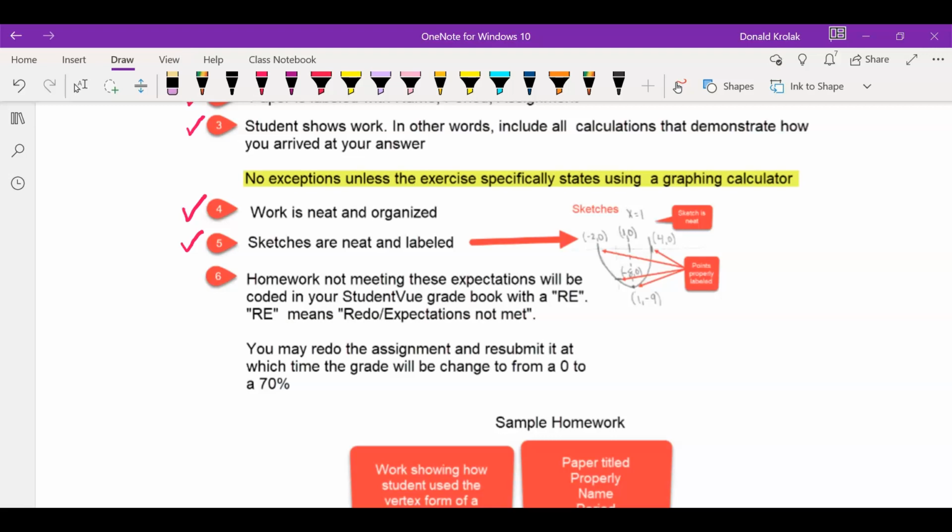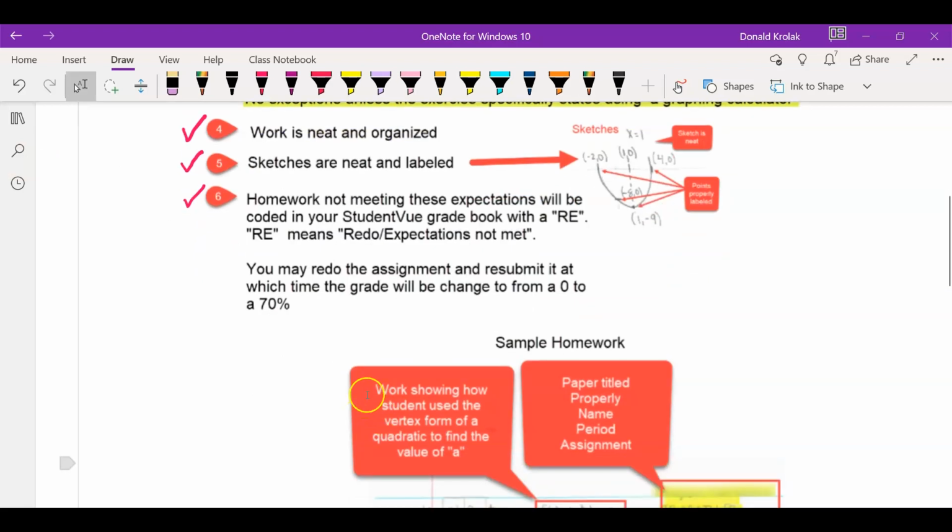Homework that doesn't meet the expectations that I'm describing to you, I'll code in the grade book with the abbreviation RE. And that means you can redo the assignment because it wasn't to the expectations that I expect from high school IB math students. At the time after you resubmit that assignment, I will change the grade from a 0 to a 70%.